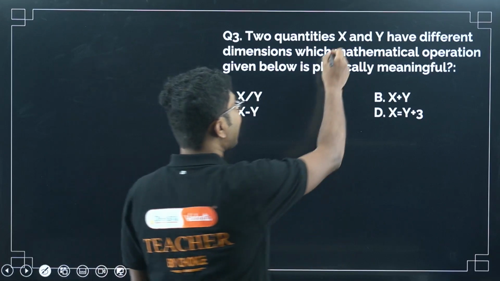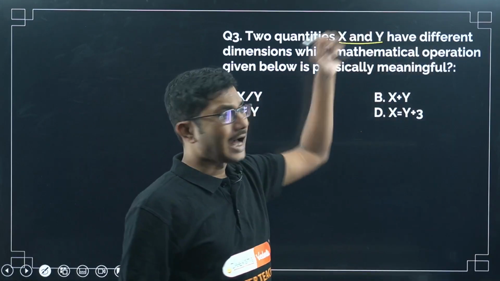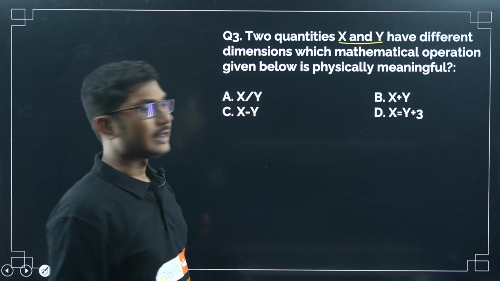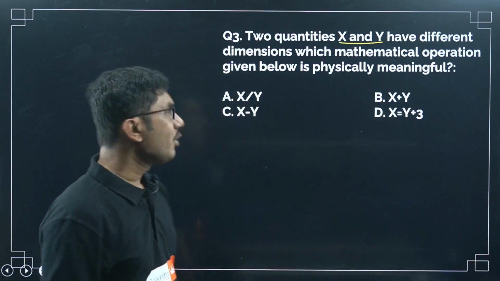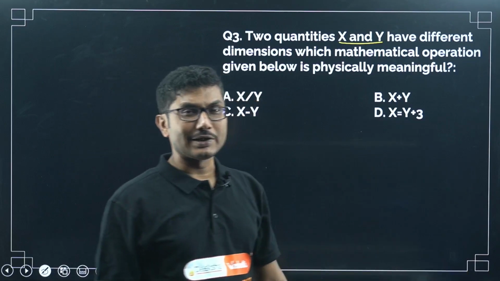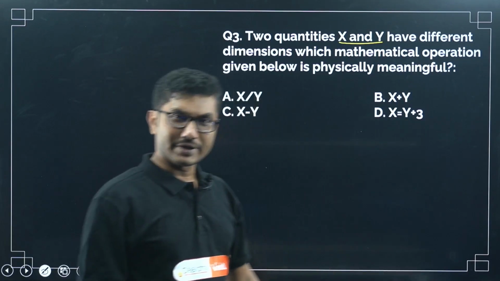So x and y have different dimensions. Suppose one is in meter, another one is second. If x is in meters and y is in seconds, can you add them? No. Can you subtract them? No. Can you say meter equals second plus 3? No. You cannot write it in terms of an equation as well.